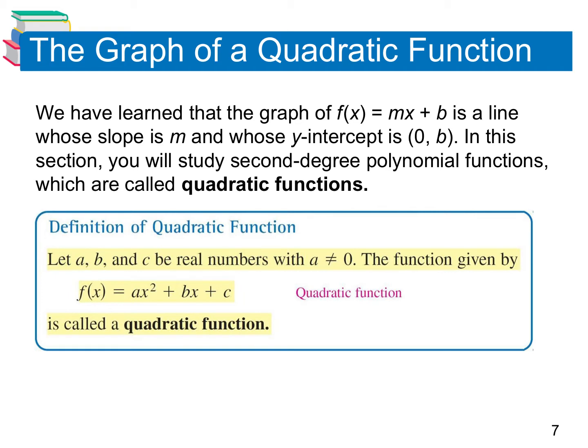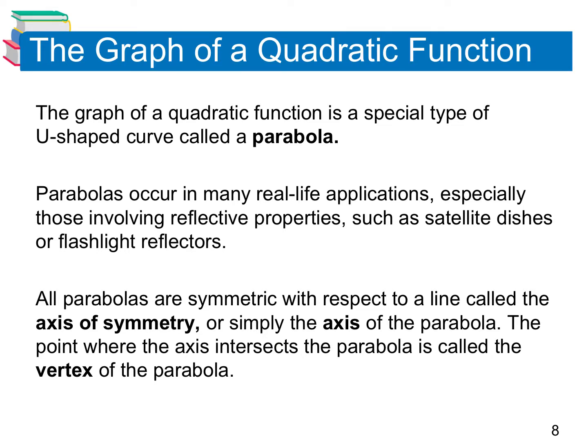So this is the standard form of a quadratic function. We have a, the coefficient in front of our x squared, b, the coefficient in front of our x, and c, our constant. The graph of a quadratic function is a parabola, just like we said.